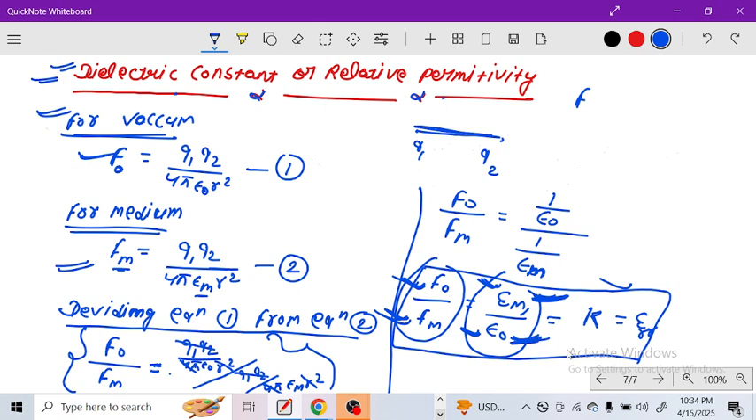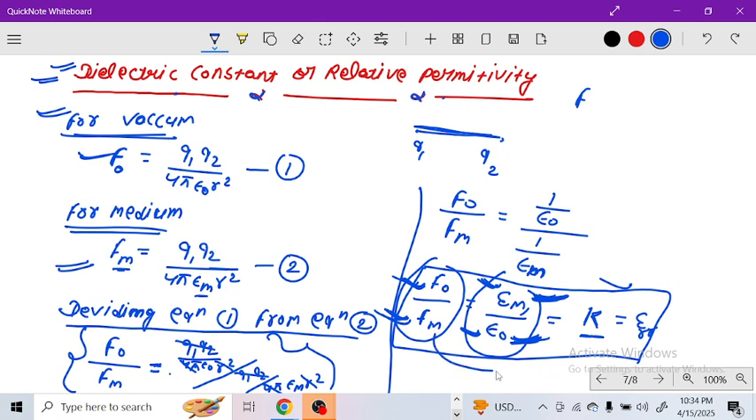So here we can see, Kavya, that F naught by Fm is the dielectric constant K. I can write F naught by Fm is equal to K, because this is the dielectric constant and the dielectric constant is symbolized as K.